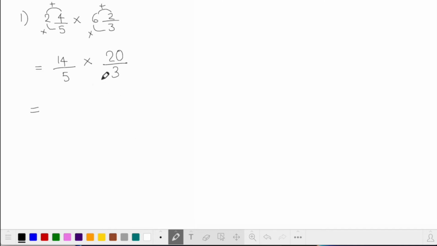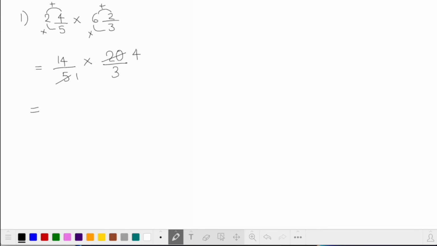Now we can multiply the numerators and the denominators. In this case, we can either multiply numerator by numerator and denominator by denominator, or we can simplify if the numbers at the numerator and denominator are divisible by a common multiple. So 5 and 20 are both divisible by 5. So 5 and 20 are multiples of 5. So 5 times 1 and then 5 times 4. Now we cannot divide by any common factor or common multiple.